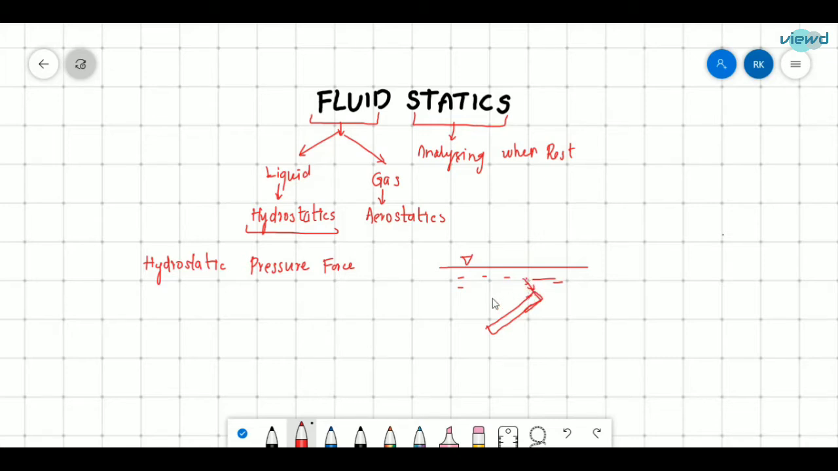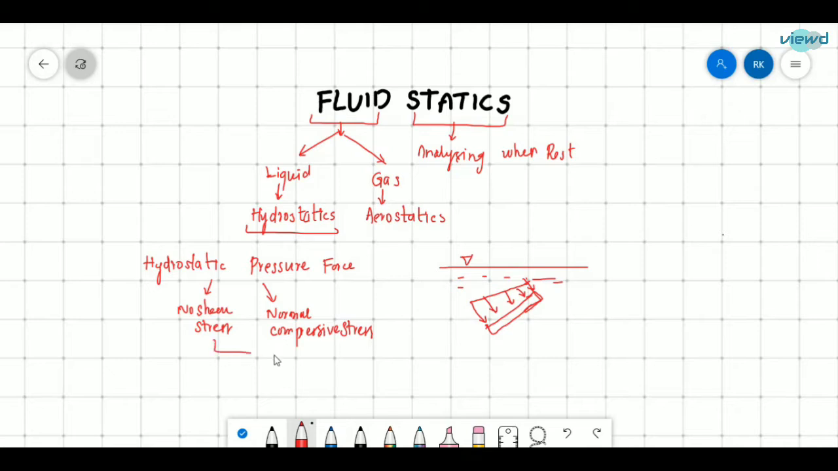So this is the upper point and this is the lower point. Here the force will be acting more, and this will be the pressure force distribution. So this is hydrostatic pressure force, and this hydrostatic pressure force has no shear stress. No shear stress will be acting, and only normal stress will be acting. Normal compressive stress, that too compressive stress. So no shear stress will be acting.